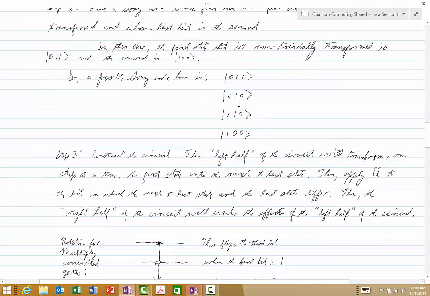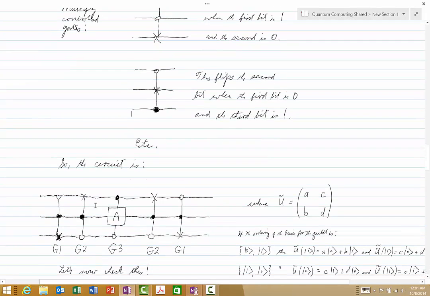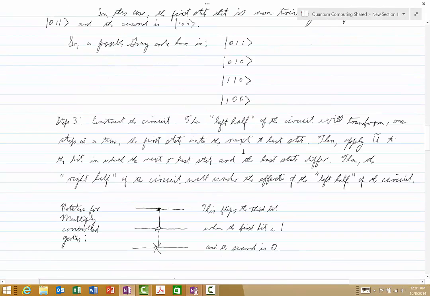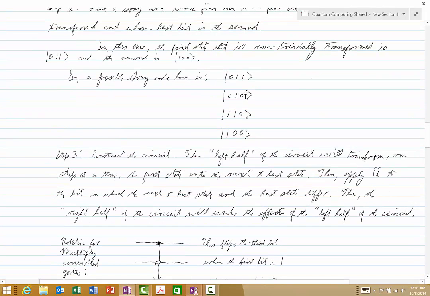Now, the next gate will get us from here to here. And notice what's different between those two? Well, the second bit is equal to 1 and the third bit is equal to 0 in both of them, but we're toggling the first bit. So we come down, and sure enough, we see toggling the first bit when the second bit is 1 and the last bit is 0.